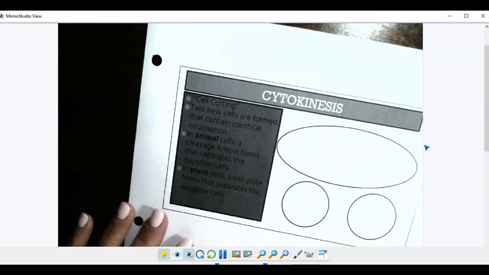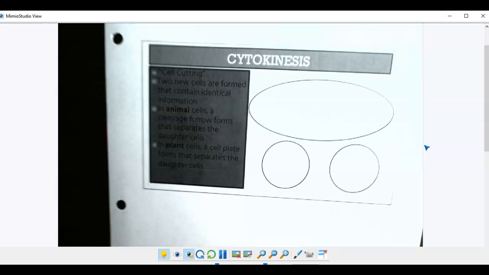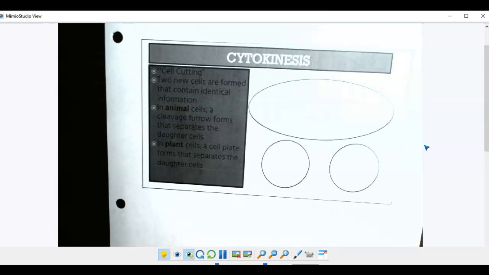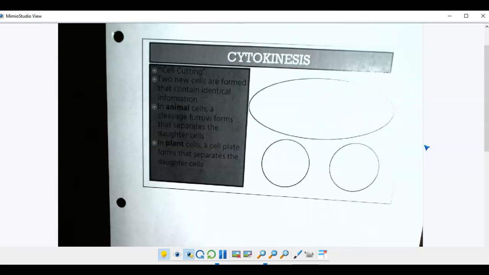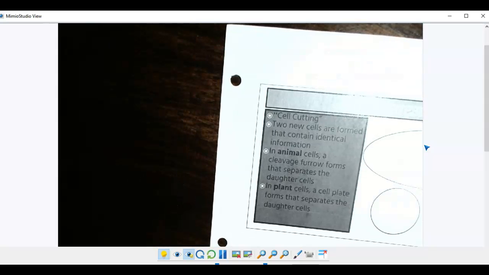Okay, so our last stage is cytokinesis. That's really hard to see right there. Okay, let's look at these and then we'll move to the drawing. So cytokinesis means cell cutting. And this is where the 2 new cells with identical information are truly formed.